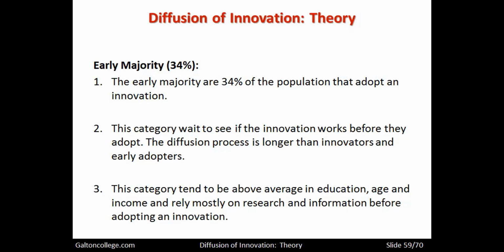Generally speaking, they've above average education, age and income, and rely mostly on research and information before adopting an innovation. Their age and their income suggests that they're young or youngish, and they've got high incomes, they've got professional jobs, they're above average education, so they become early users of the product. So it's the early majority. But again, they're not taking a lot of risk. They're waiting for the innovators and the early adopters to write up their experiences, and information has been diffused from the innovators who got the product first out to the early majority.